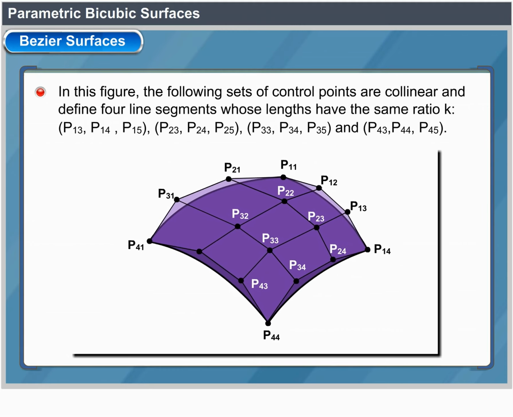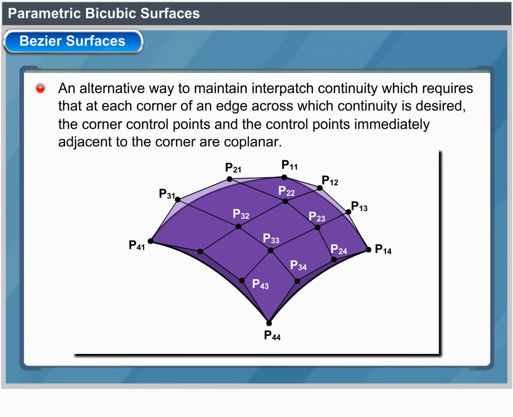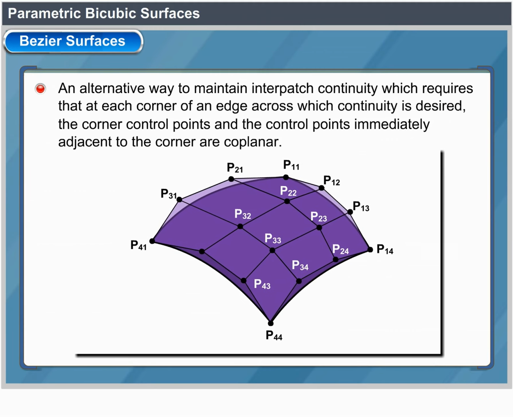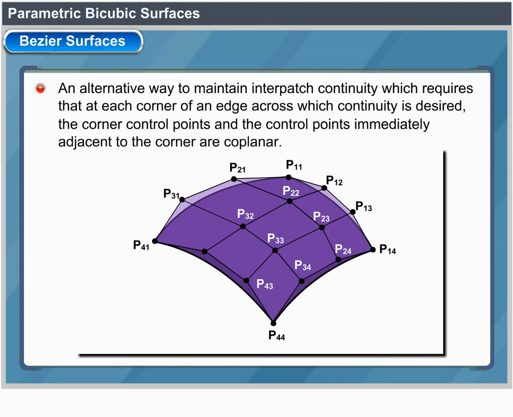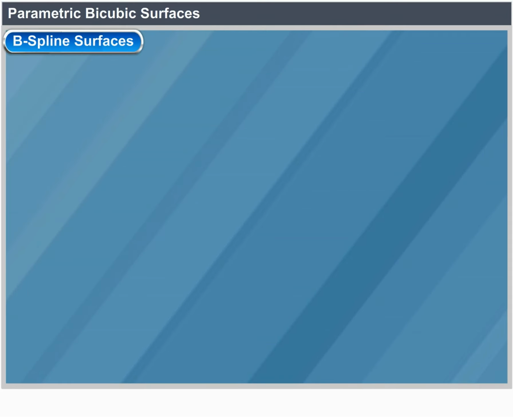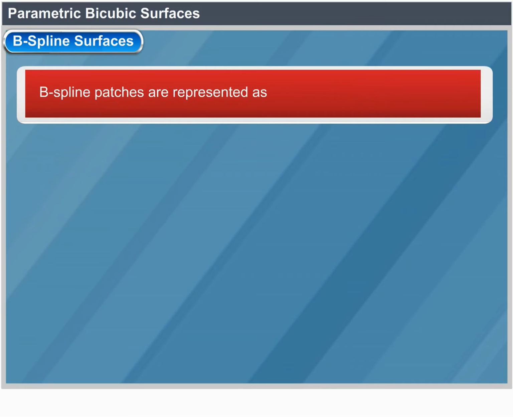An alternative way to maintain interpatch continuity requires that at each corner of an edge across which continuity is desired, the corner control points and the control points immediately adjacent to the corner be coplanar. B-spline surfaces. B-spline patches are represented as shown.